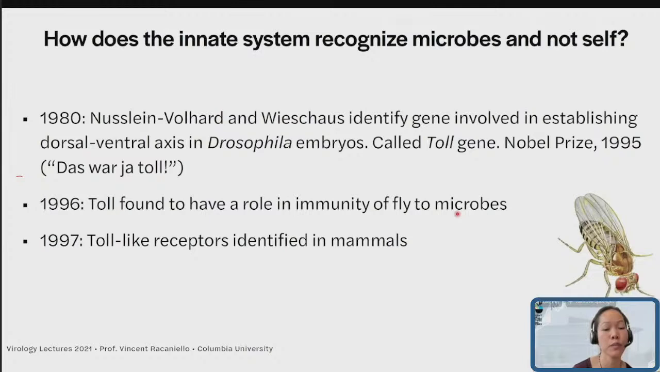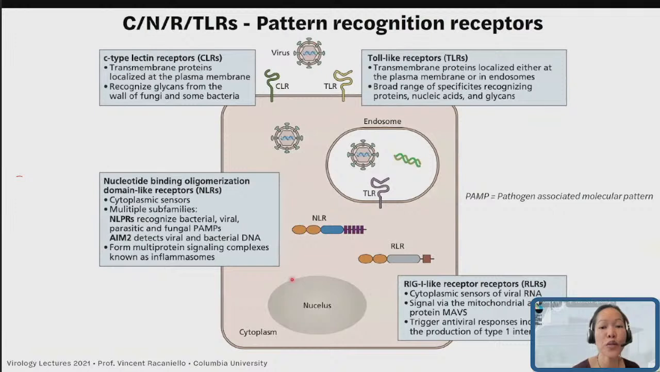And later on, 1997, na-identify na mayroong Toll-like receptors sa mammals. And yung Toll-like receptors, meron siyang very important roles kapag mayroong virus infection. So you were just talking about 1980, 1996, and 1997. It was really very recent when yung study about immunity and innate immunity have become very broad and very specific. But it is important. And dahil sa identification ng Toll-like receptors, ngayon ang Toll-like receptors ay isa sa members ng isang malaking family na tinatawag na pattern recognition receptors.